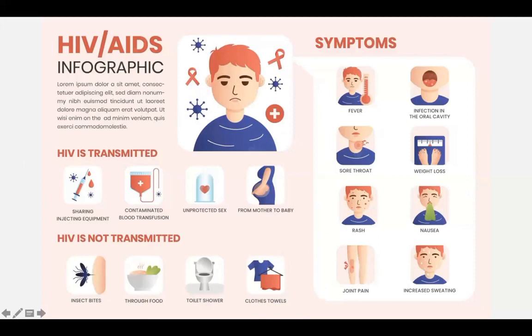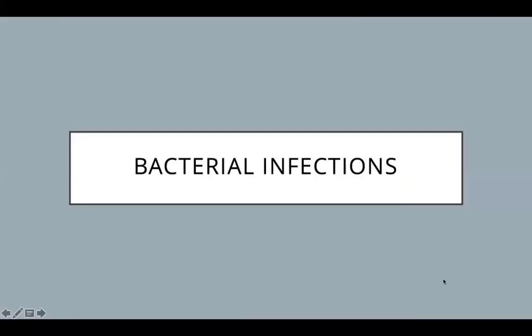On the left side, we have HIV AIDS infographics. How it is transmitted: by sharing injecting equipment, contaminated blood transfusion, unprotected sex, from mother to baby, vertical transmission. HIV is not transmitted by insect bites, through food, through toilets and showers, and through clothes and towels. It is spread by direct exchange of fluids. Blood is a fluid. Contaminated blood, sharing injections, unprotected sex. And we have symptoms: fever, infection in the oral cavity, canker sores, sore throat, weight loss because of loss of appetite, rash, nausea, joint pains, increased sweating.